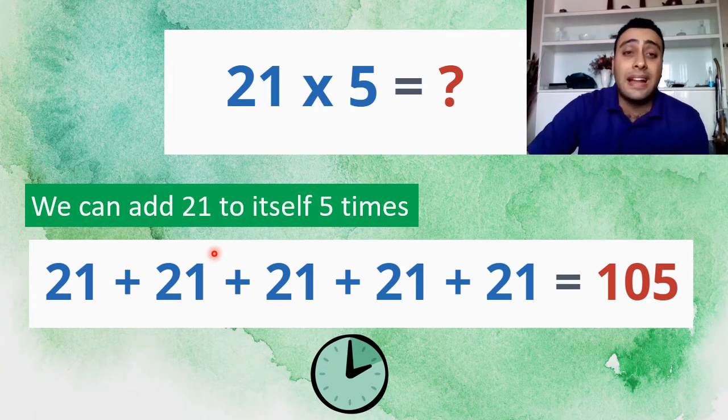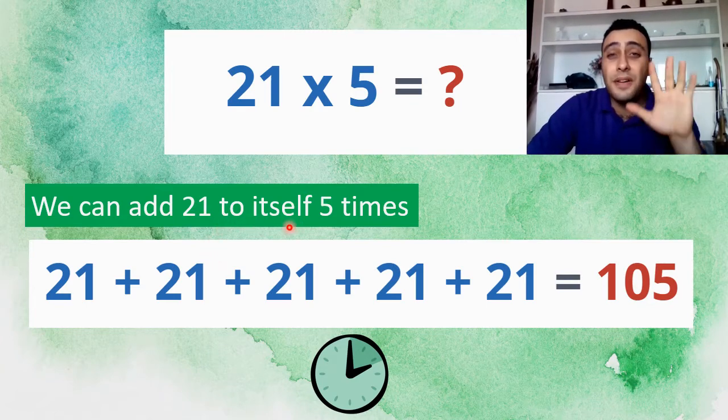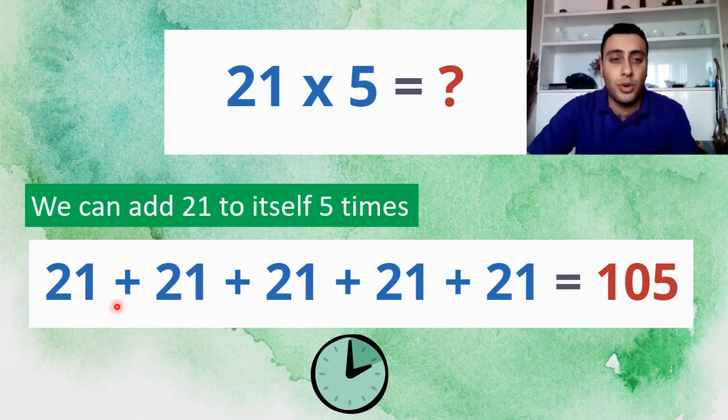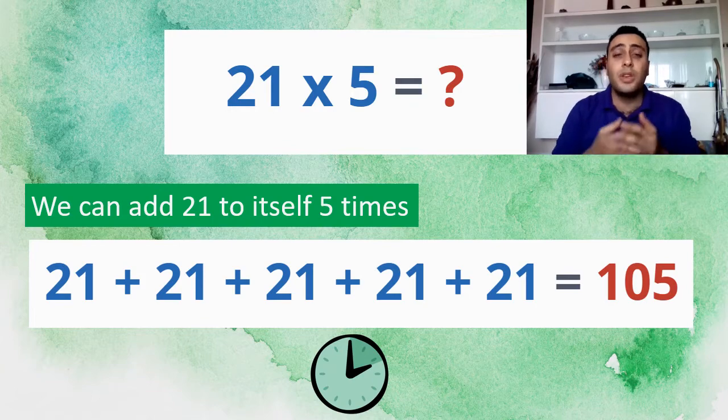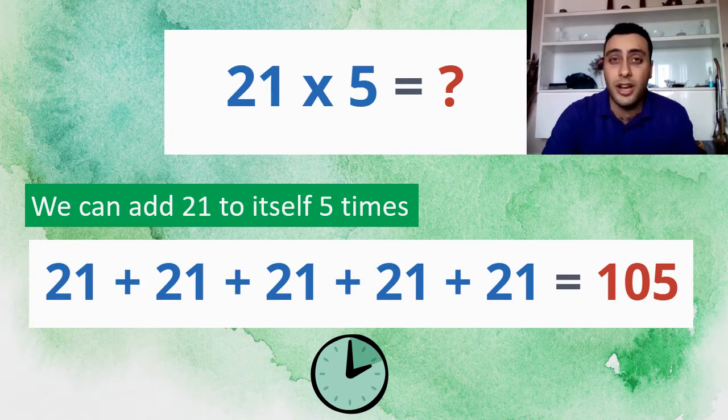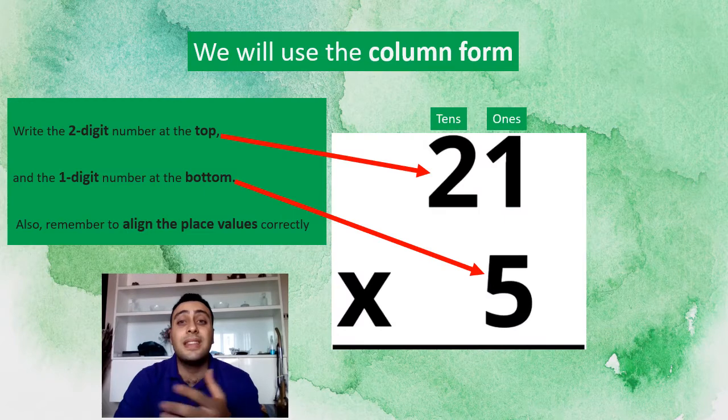We can add 21 to itself 5 times. We can say 21 plus 21 plus 21 plus 21 plus 21, which is equal to 105. But that just took a lot of time. So we can just do 21 times 5 in this way.